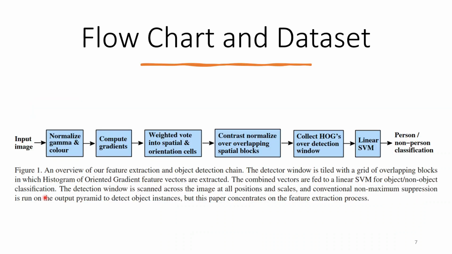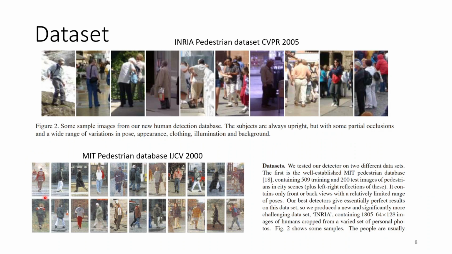What I'm going to talk about, okay, see, this is the flow chart of the HOG-based algorithm. So there are 1, 2, 3, 4, 5, 6 steps, okay? I will explain each step for you. First, the dataset. They want to train a classifier to tell whether there is a pedestrian in a bounding box.